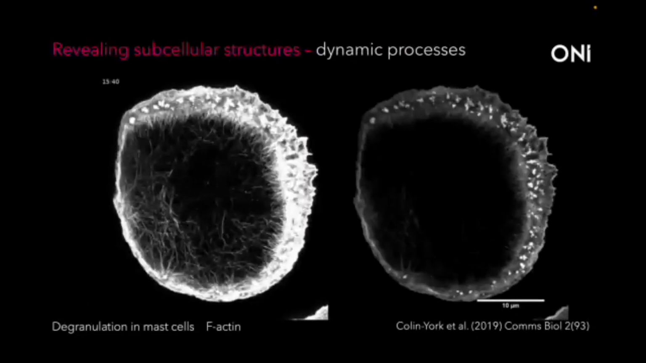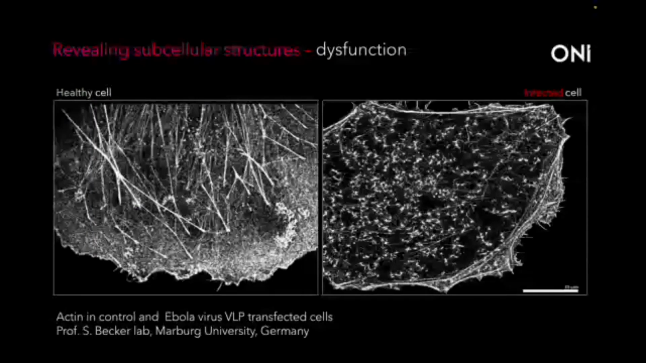So we can see these kinds of subcellular structures, but we can also look at subcellular structures that potentially report dysfunction. In this case, we're looking at cells that have been infected with Ebola virus or not infected with Ebola virus. This was done in collaboration with Professor Becker in Marburg. You can see very clear distinctions in the actin cytoskeleton within healthy and infected cells as a consequence of the infection. It's possible you'd see some of this through conventional resolution, but you wouldn't be able to see the fine detail of what's going on in these infected cells.